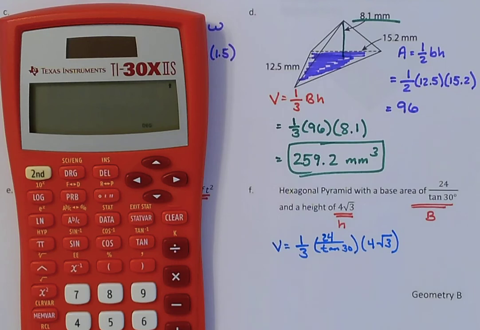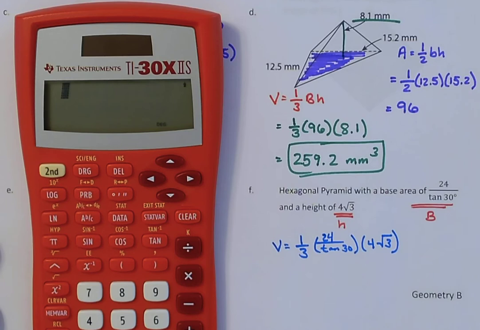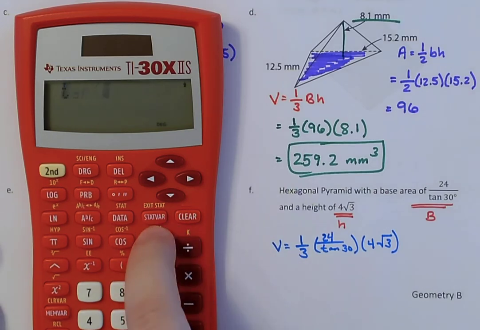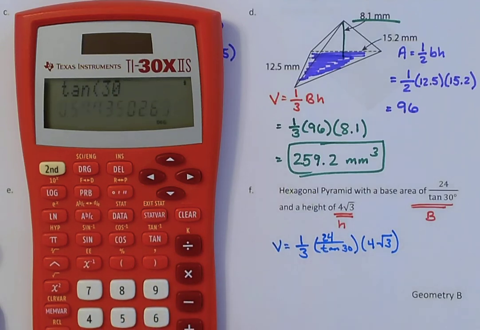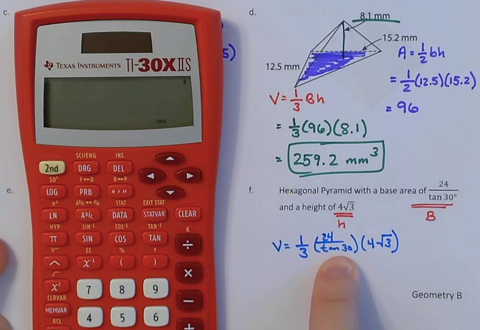I would suggest probably not typing it all in at once, but go through and evaluate different parts. One thing to note, as we talked about in the trig unit, please make sure your calculator is in degree mode. If you want to double check that your calculator is in degree mode, if we type tangent 30, you should get 0.57732 and so on. If you do not get that number, you're not in degree mode and you need to change it to degrees.